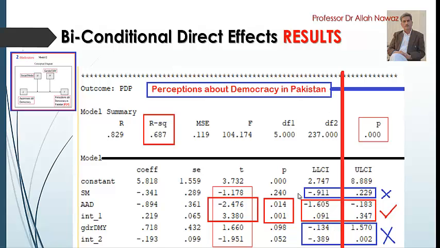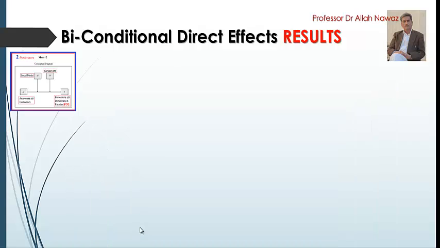So finally, we can conclude on this page that only two variables, awareness about democracy in Pakistan and the first interaction term, that is between X and social media, are significantly bringing variation in the Y variable, while the rest of the three variables play an insignificant role.